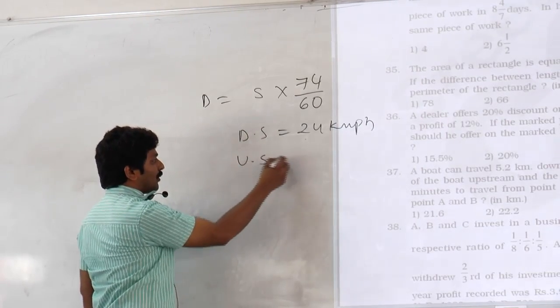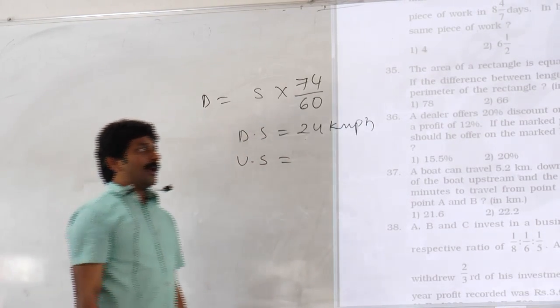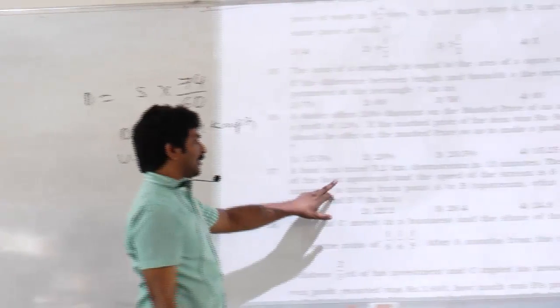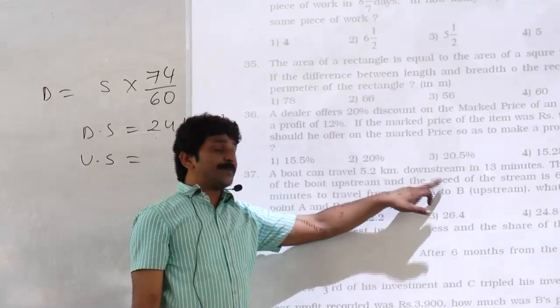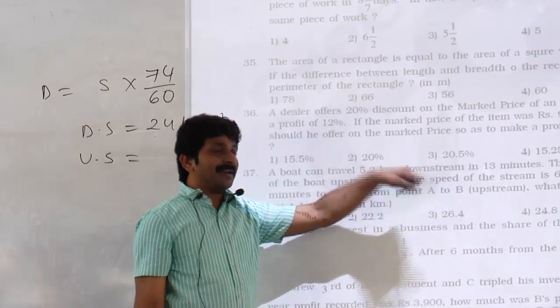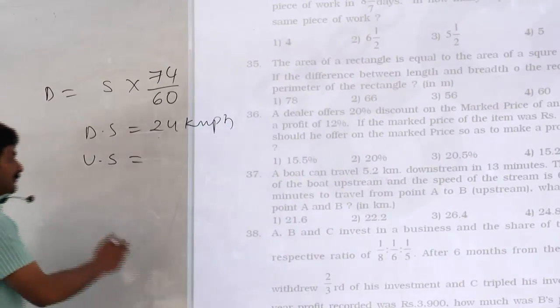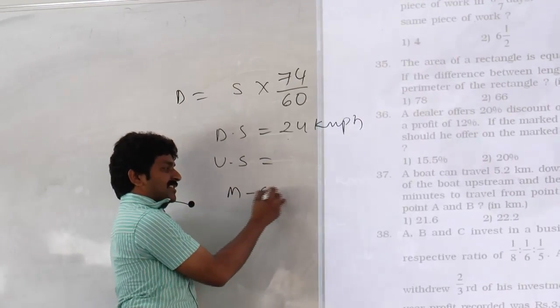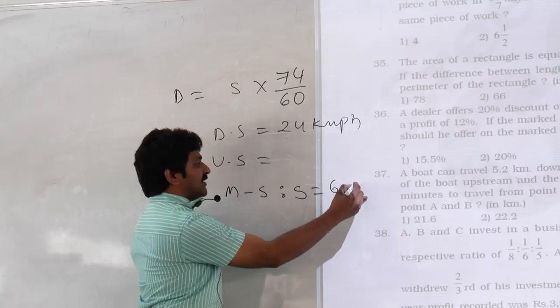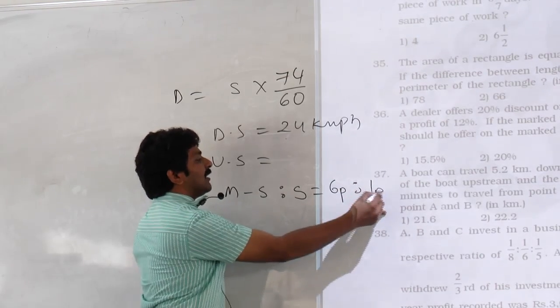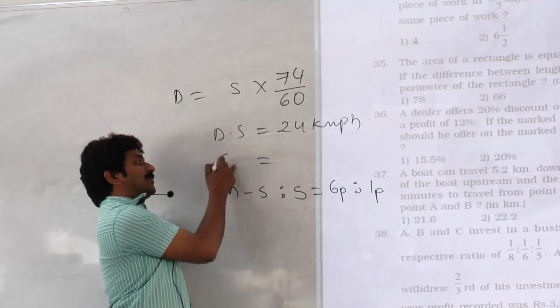But now you need to know the upstream speed. You have a ratio between what? Speed of the boat upstream and speed of the stream. Upstream, that is m minus s, and stream speed s, which is equal to 6:1. 6 parts and then 1 part. Upstream speed is equal to 6 parts.